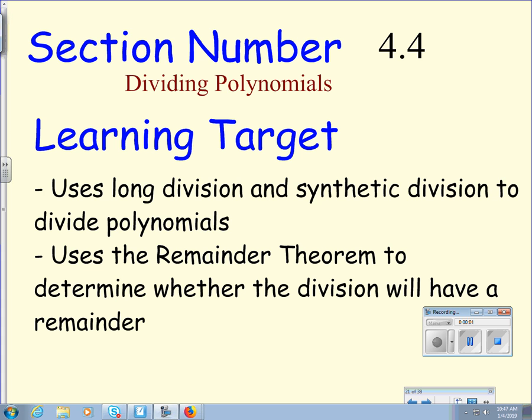So for long division, we're starting to learn how to divide. There's two different ways to do it. Today we're going to focus on long division. Monday is synthetic. And then after that, all we have left to talk about is factoring, believe it or not. And then we're done with this chapter.